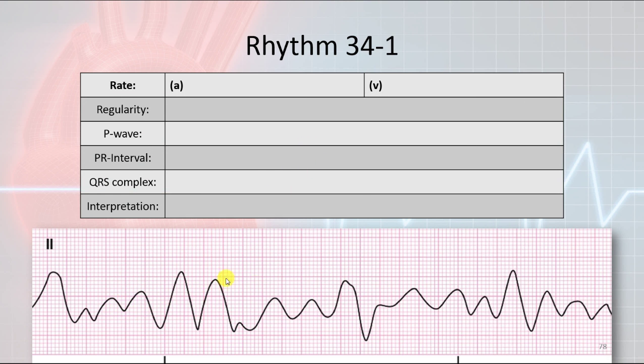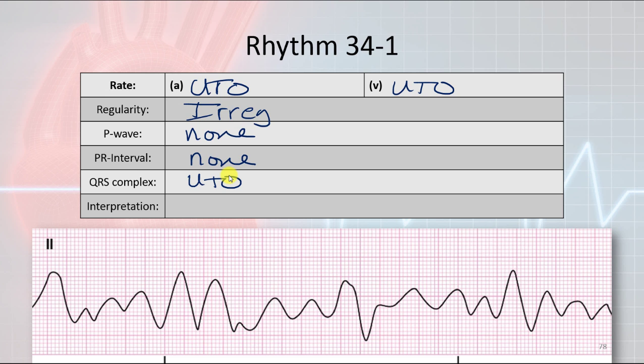In this rhythm here, we need to look at what kind of VFib this is. It looks like a VFib. Do we have an atrial rate? No, this is unable to obtain. VFib, can we get a heart rate off of this? Can we get a ventricular rate? Ideally, no, we can't. So in this case, it's going to be an unable to obtain. Regularity, irregular. P wave, none. PR interval, none. QRS complex, unable to obtain.